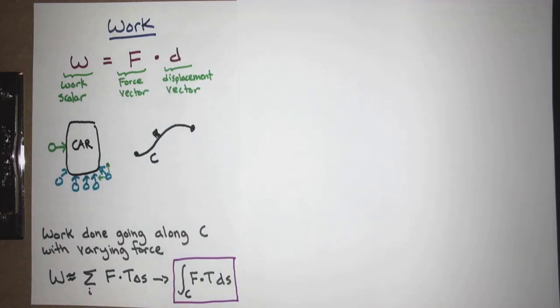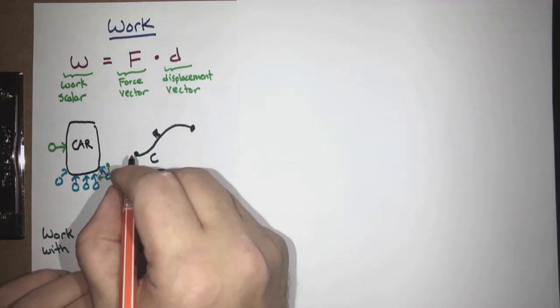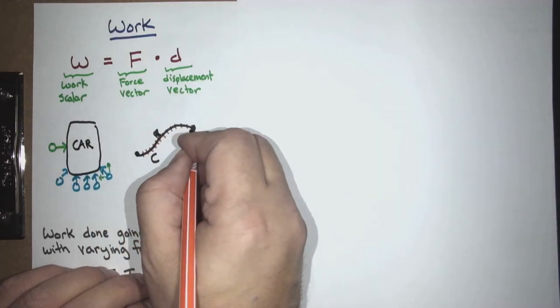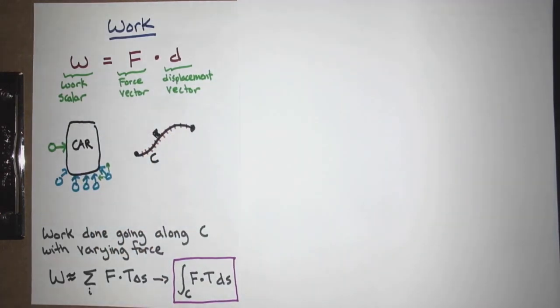So we do what we always do, which is we chop things into little pieces. Let's think about our work. We're going to find it by finding the work if we move just a little bit, and then adding up all those little bits, and that's our total. So that's what's going on. Work is approximately the sum.